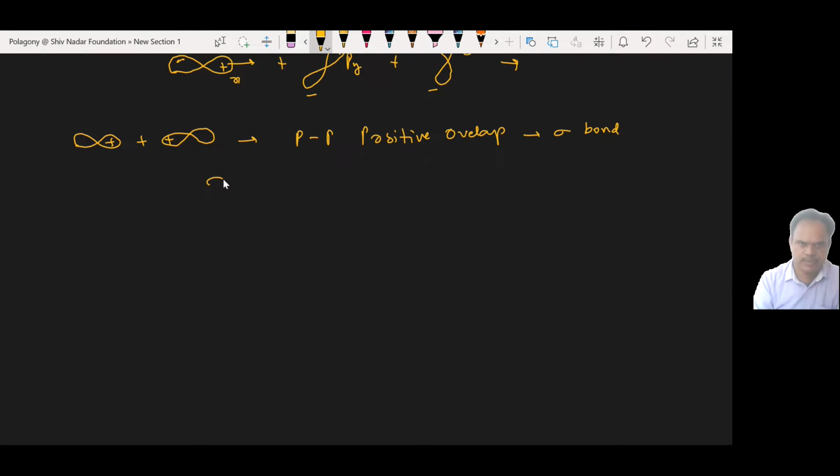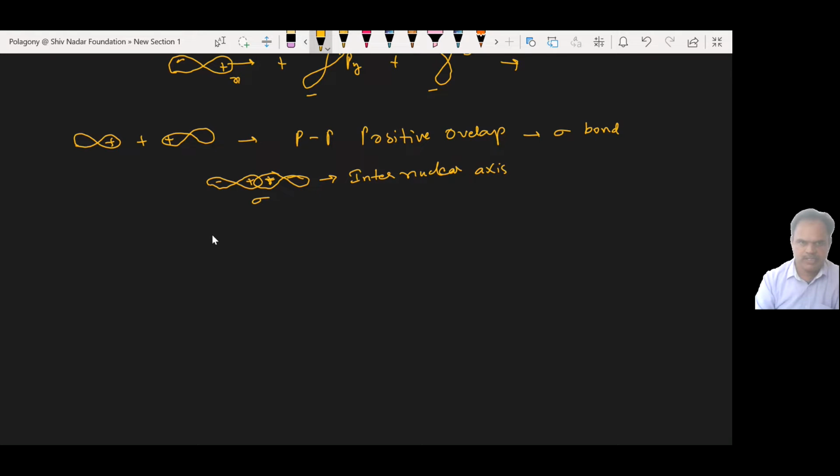So the resultant structure will be like this: here is negative, here is the positive, here is the positive. So positive overlap between the two p orbitals of the atoms results in a sigma bond. A sigma bond is possible on the internuclear axis, and it is a stronger bond.